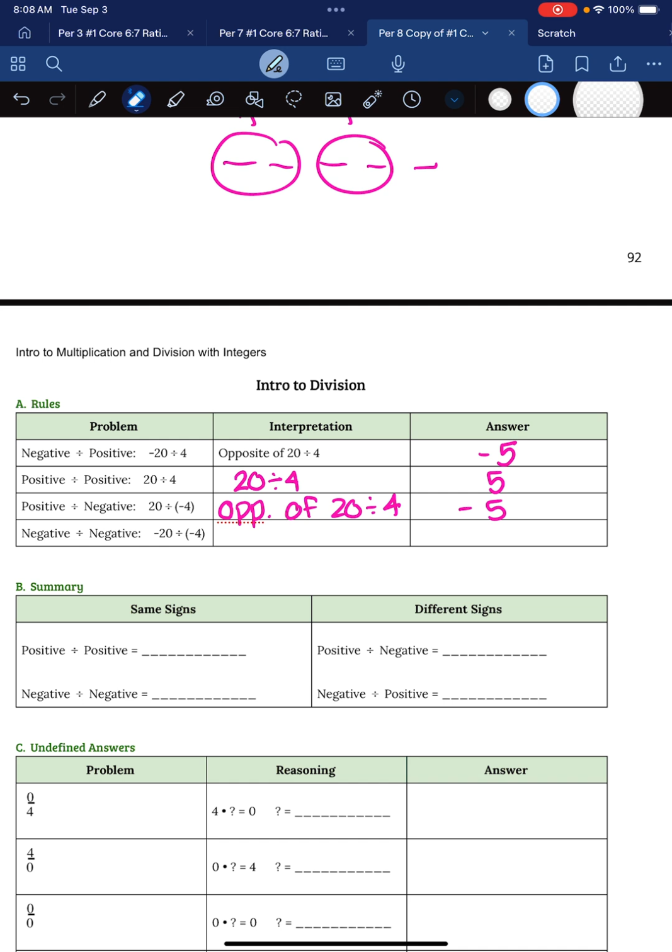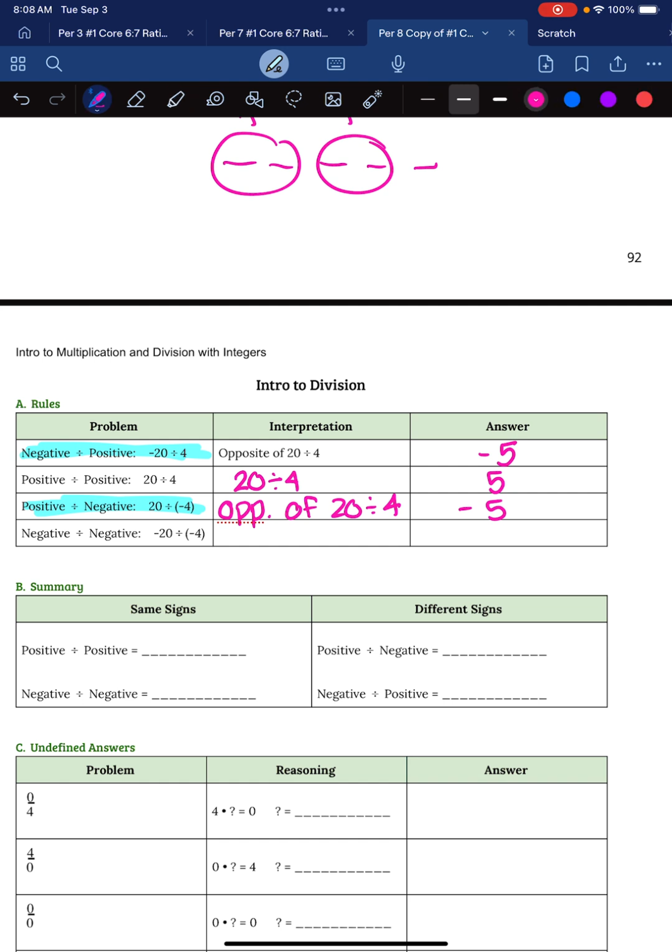So I want you to notice how the first example and the third example have the exact same interpretation. It doesn't matter if the negative is on the 20 or if it's on the 4. The reasoning behind the answer is the same thing. 20 divided by 4, then take the opposite.